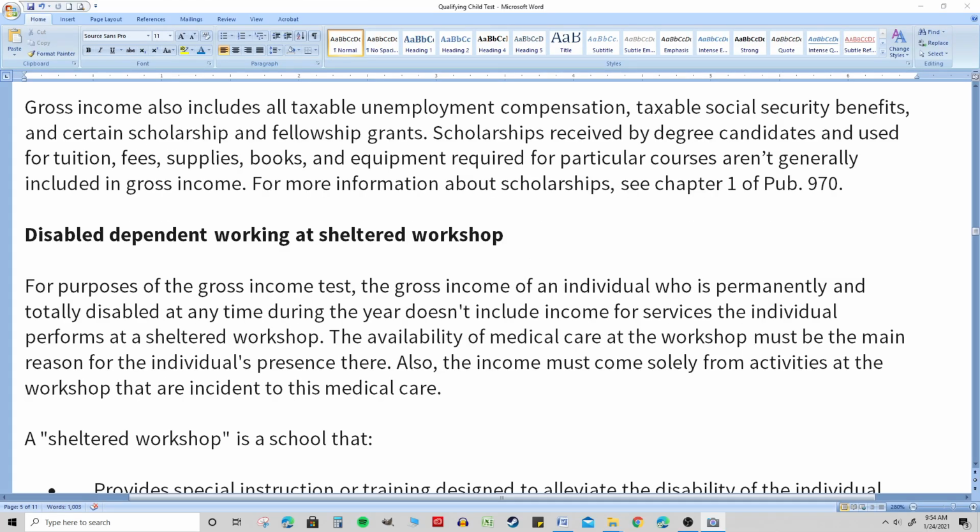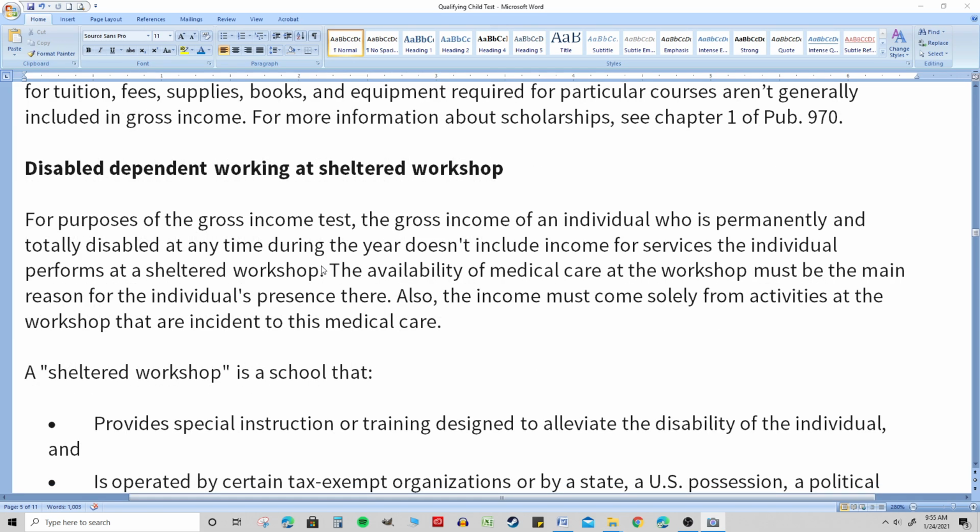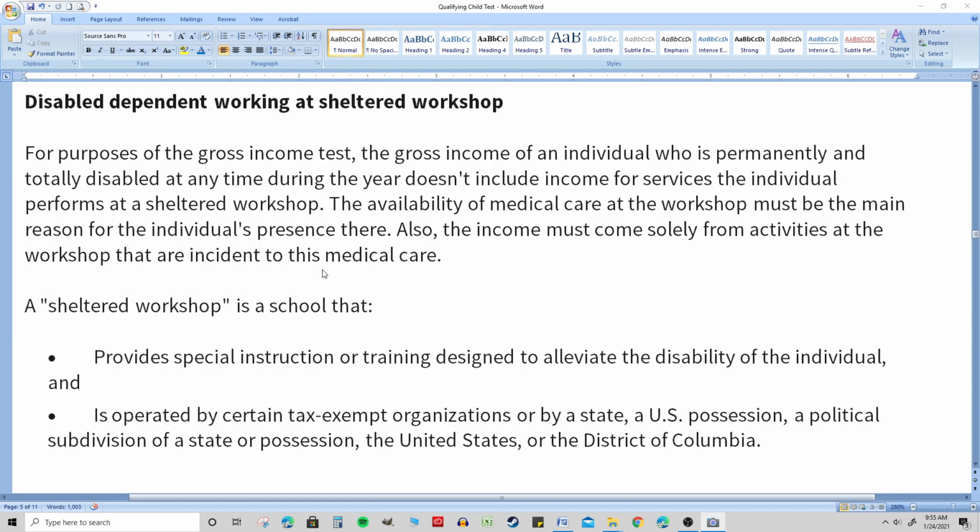And just to be thorough, gross income also includes all taxable unemployment compensation, taxable Social Security benefits, and certain scholarship and fellowship grants. Scholarships received by degree candidates and used for tuition, fees, supplies, books, and equipment required for particular courses aren't generally included in gross income. And of course, it says for more information about scholarships, see Chapter 1 of Publication 970. There are exceptions for disabled individuals, especially if they're permanently or partially disabled and they're working. But I'm going to leave that to your handout, or you can review Publication 501 if you'd like to see more detail on that.